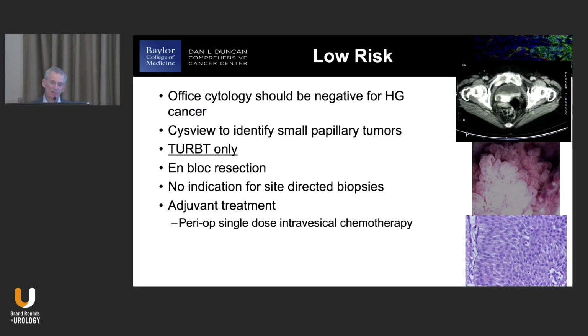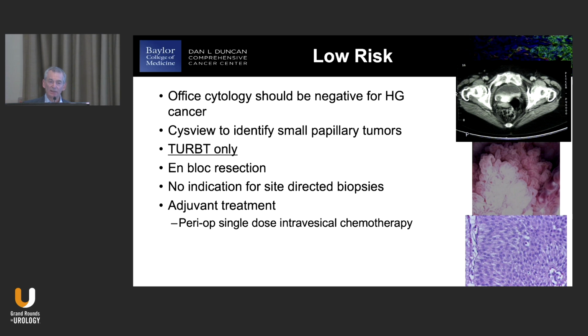Okay, so now let's crank through the risk stratification. So low risk, first occurrence, small volume, TA, low-grade tumor, very common. We all deal with it. Cysview is fluorescent cystoscopy. Just a hand raise if you have any experience or have the technology available to you.